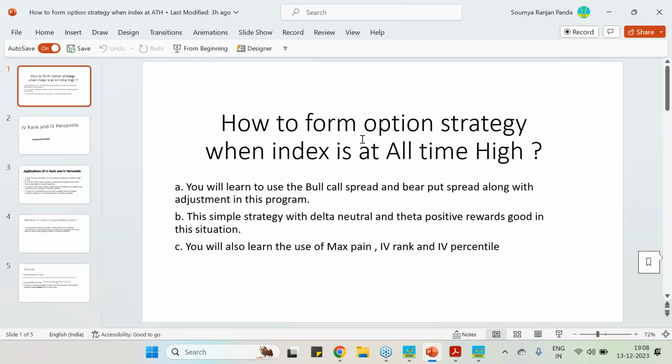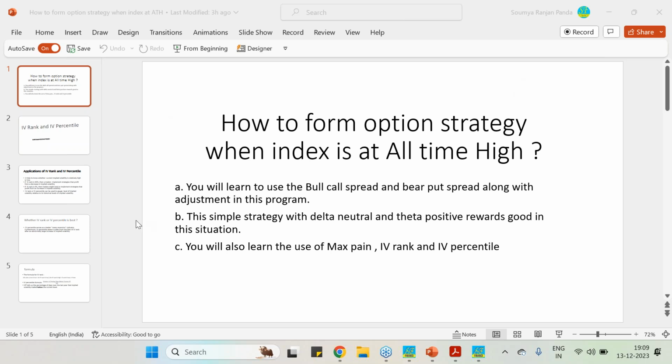So how to form an option strategy when the index is at an all-time high, ATH? At that time, how should we make use of that? How can we use IV rank and IV percentile for our option trade decisions? A very important parameter is IV rank and IV percentile.